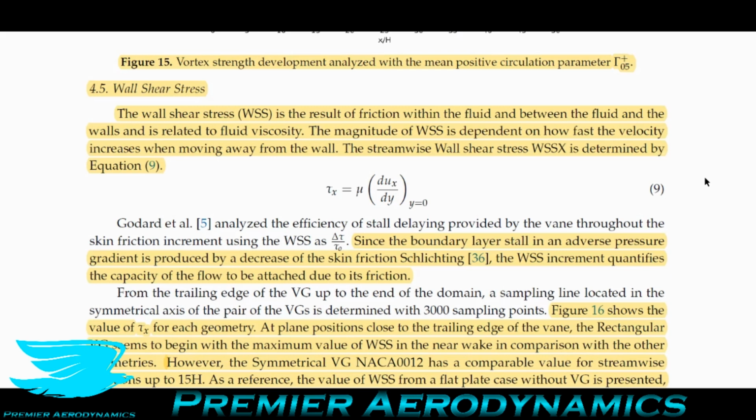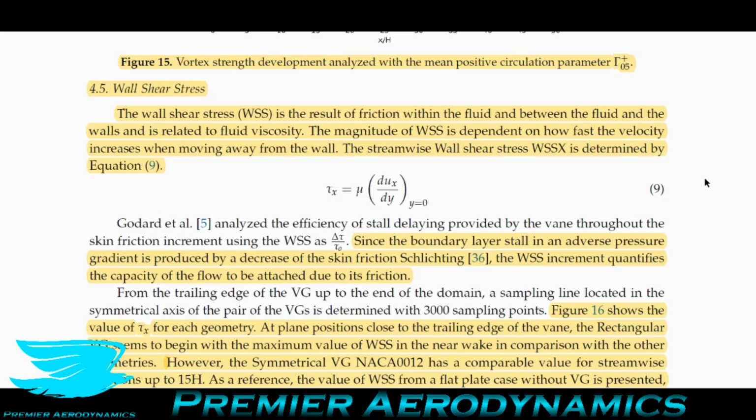So they say since the boundary layer stall in an adverse pressure gradient is produced by a decrease in the skin friction, the wall shear stress increment quantifies the capacity of the flow to be attached due to its friction. This is a very interesting way of thinking about it. I haven't really thought about it this way before. What they're saying is, if you know the friction at the wall, you can also get a good idea as to how well the boundary layer can resist an adverse pressure gradient. So how well it will resist stall.